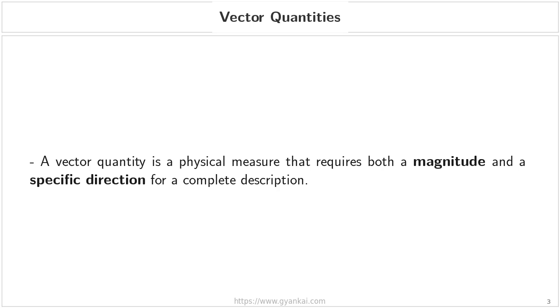Vector quantities. Unlike the scalars we just covered, a vector quantity is a physical measure that requires both a magnitude, that is, a numerical value, and a specific direction to provide a complete description. Without that direction, the information is simply incomplete.